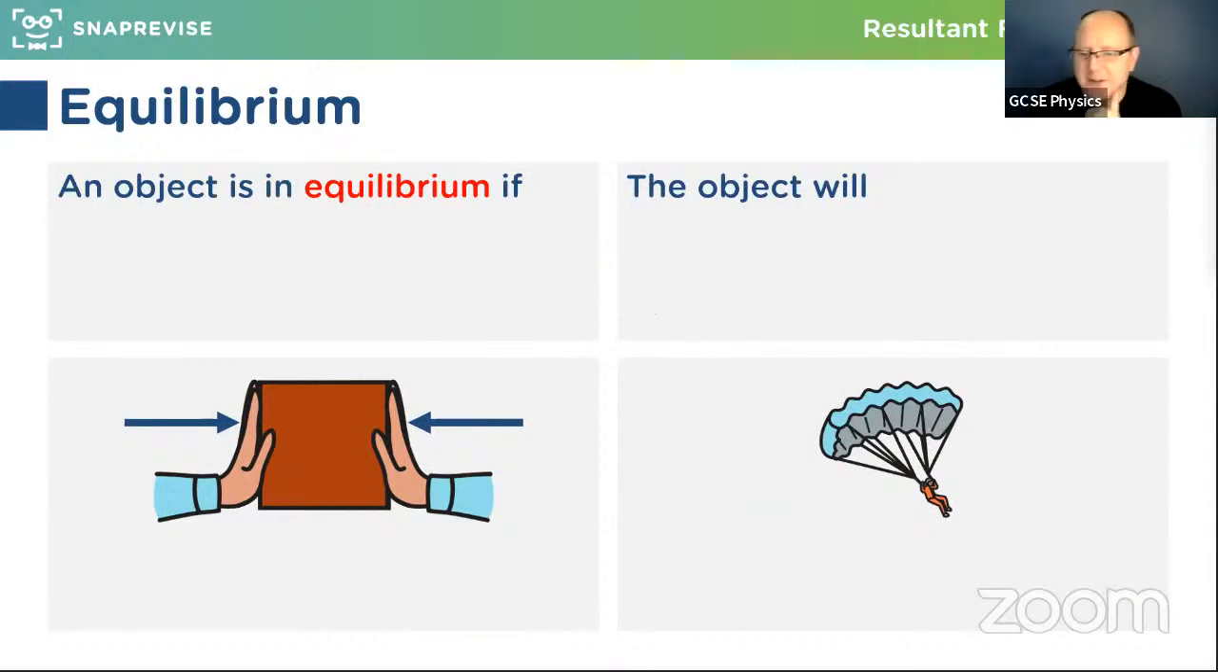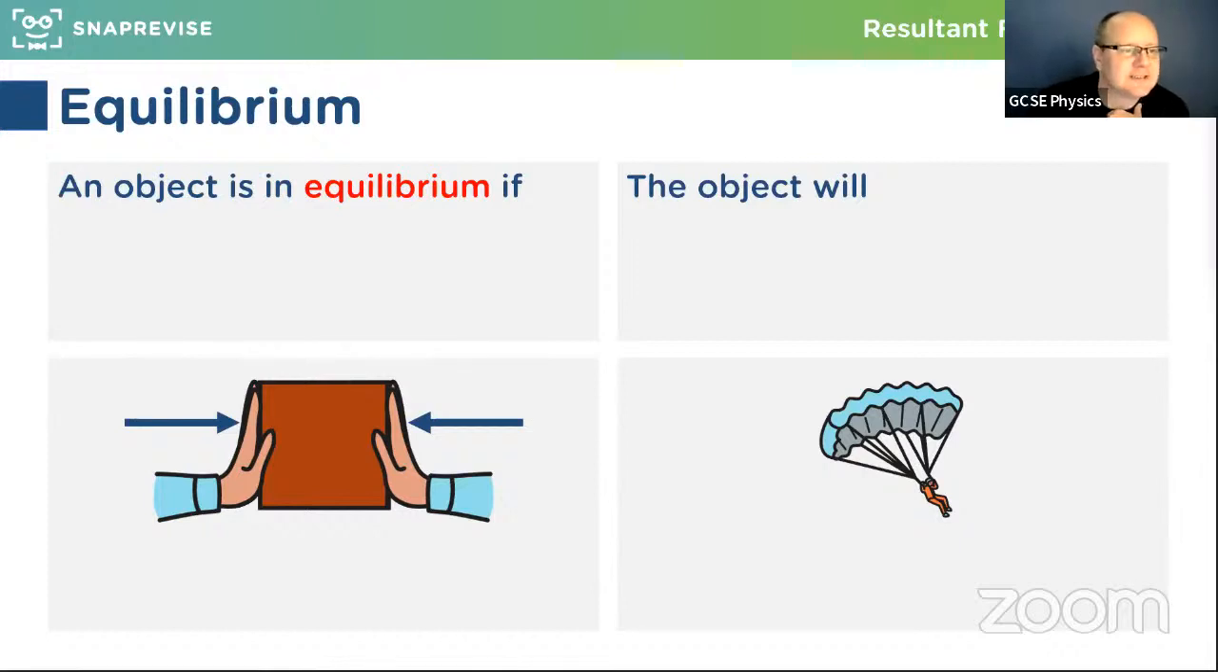I'll move on to the idea of equilibrium. So when a system or an object is in equilibrium, that means that the resultant force acting on it is nothing, it's zero. And that means that all the forces, if there are forces acting on that object, they must cancel each other out. And we call that balancing. So the forces would be said to be balanced.